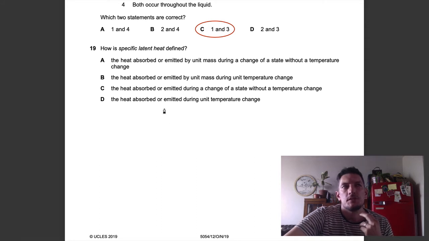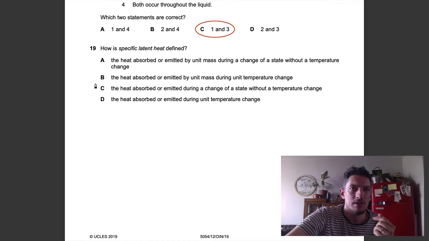I think it's B. It's basically how much heat does it take to heat something up per unit mass.